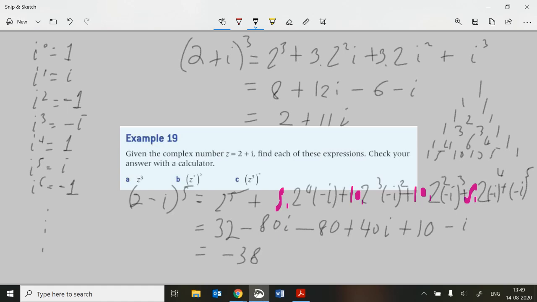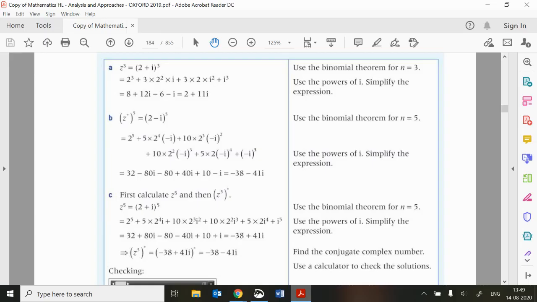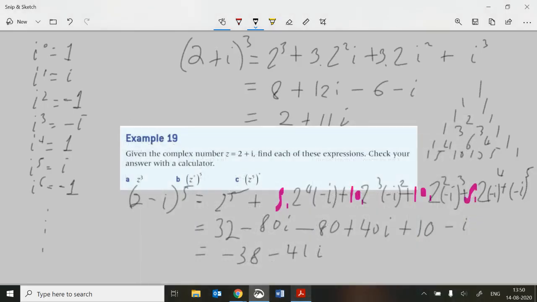And then we've got the imaginary terms that we need to bring together. So that's these ones here. So we've got minus 80 plus 40 brings us to minus 40, and then minus i brings us to minus 41i. Let's just check that we got that one right. Yeah, we've got minus 38 and then minus 41i there. So that one's correct.